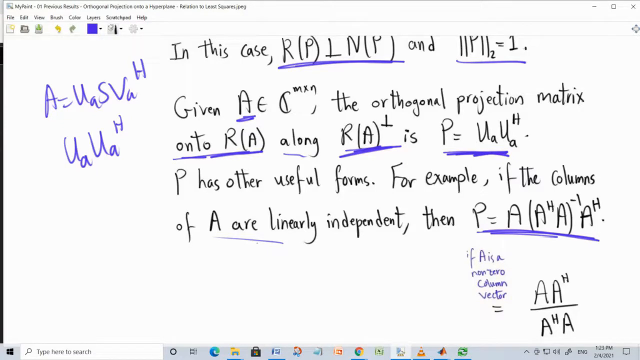In that case, you can show that U_A U_A Hermitian can be written as A times the inverse of A Hermitian A, then multiplied by A Hermitian. And as I said, for those of you taking the wireless communications course, we will use this matrix later in the course when we study MIMO channels.